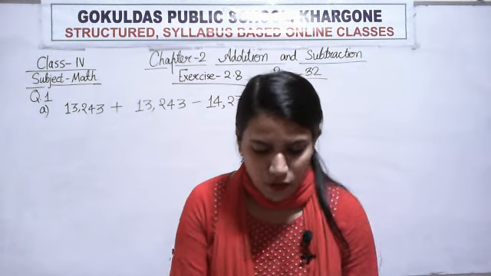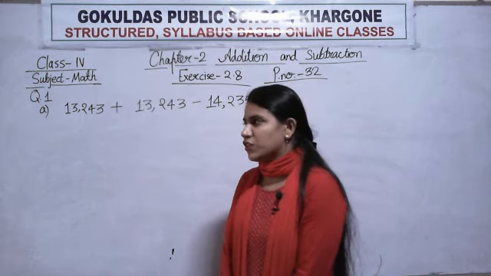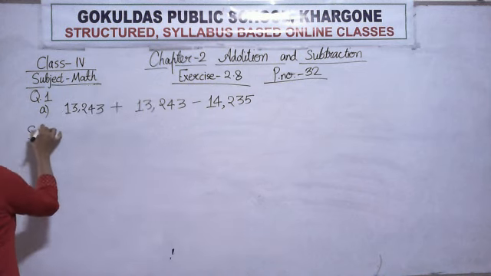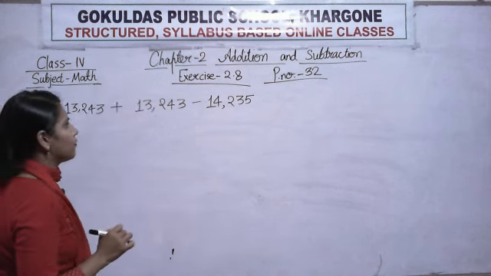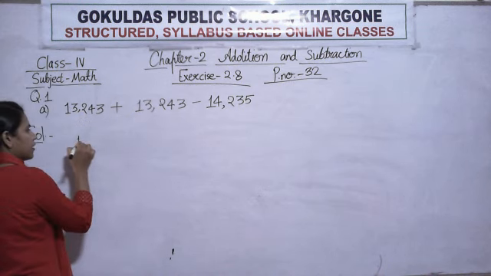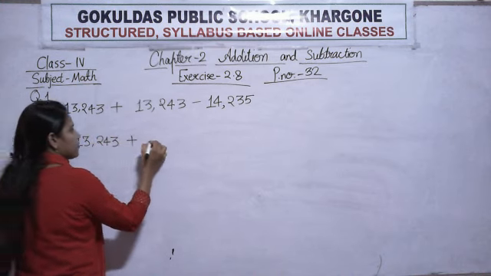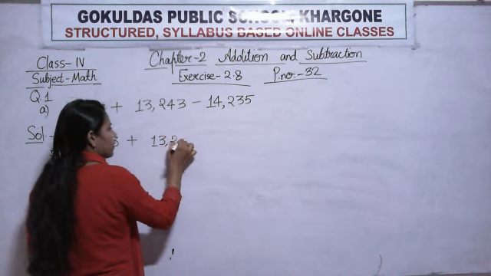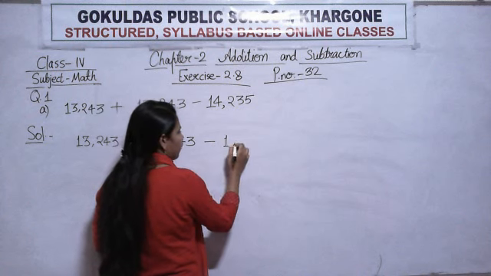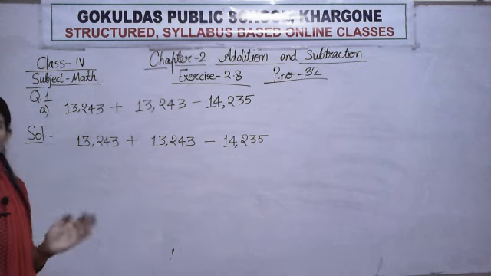Okay, so for solving this question, there are so many ways to solve it, but I am telling you, listen carefully. You have to rewrite the given question. So I am rewriting the given question: plus 13,243, minus symbol, so I am putting minus, then 14,235. What I did, I rewrote the question.